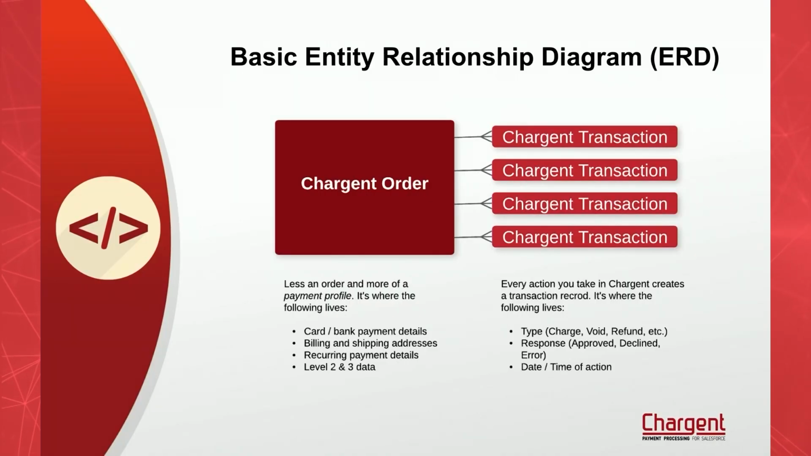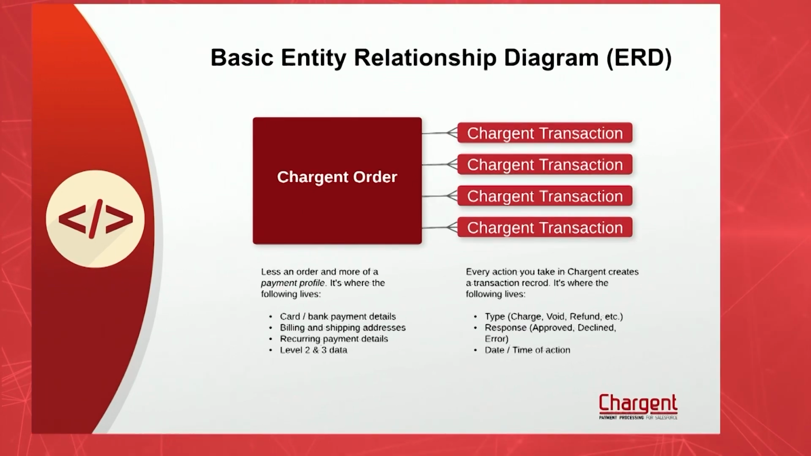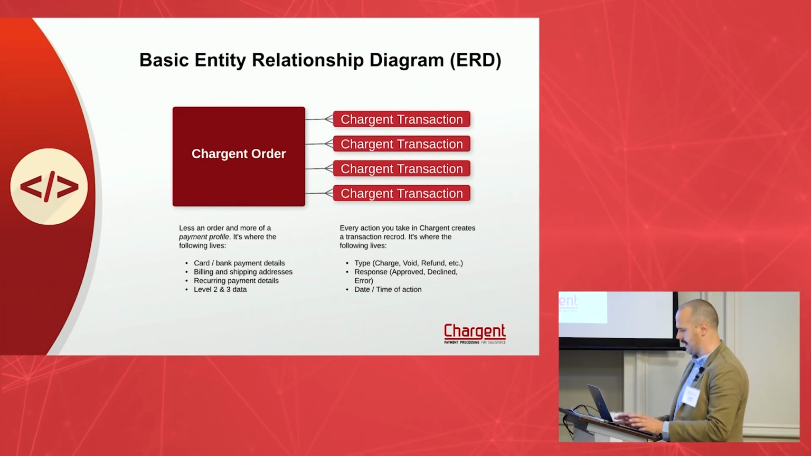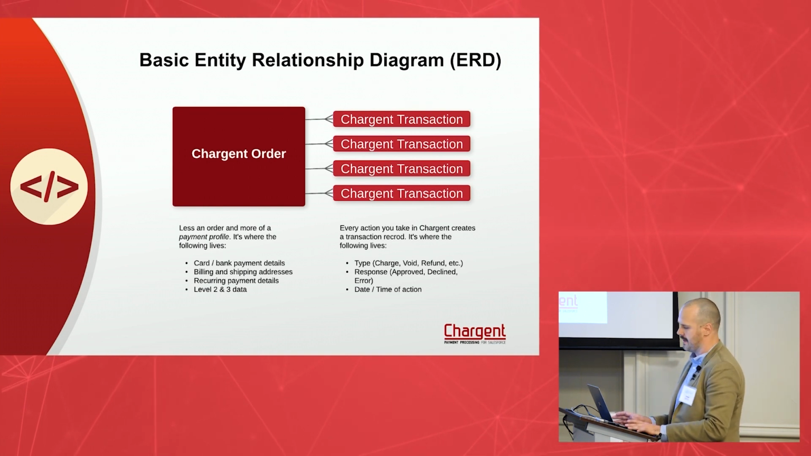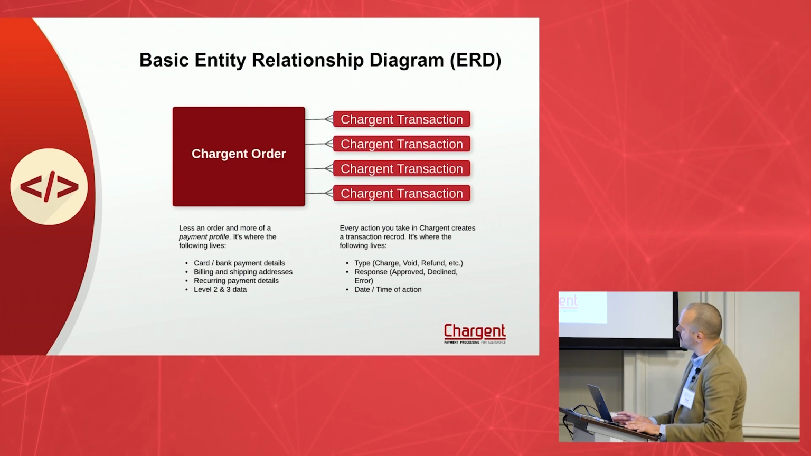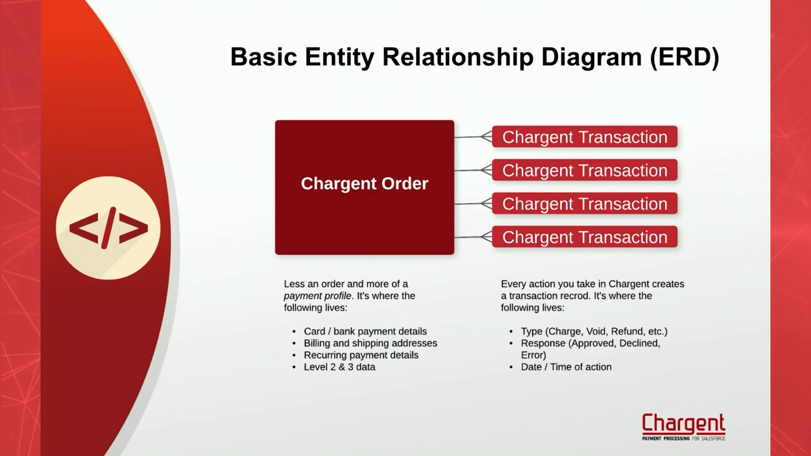So first, this is our basic ERD, or entity relationship diagram. Now this is not at all the total ERD, but we have objects for payment requests and gateways, but for the sake of becoming a power user, these are the 2 major objects that you'll be interacting with. So first, the Chargent order. It is like the meat and potatoes. This object is less of an order and more of a payment profile. This is the object where payment details live, as well as billing, shipping address, recurring payment details, level 2 and level 3 data.